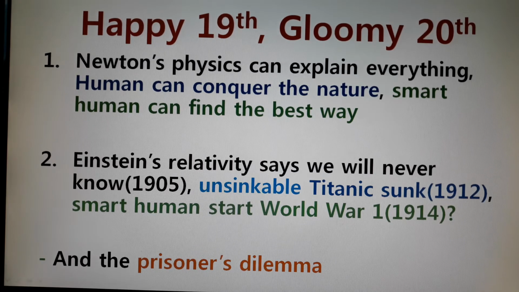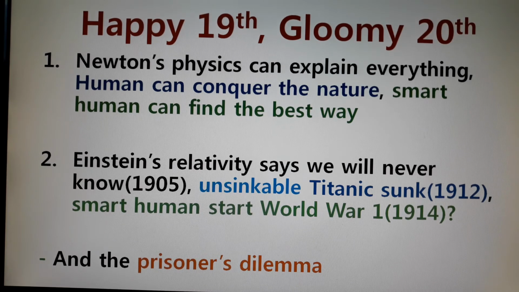So people in the 19th century were so confident. They made so many things, and it seemed like human beings were invincible. But then at the beginning of the 20th century, some scholars said relativity, we cannot be sure. 1912, the ship which was supposed not to sink, sank. And then World War I in 1914, and millions of people die.